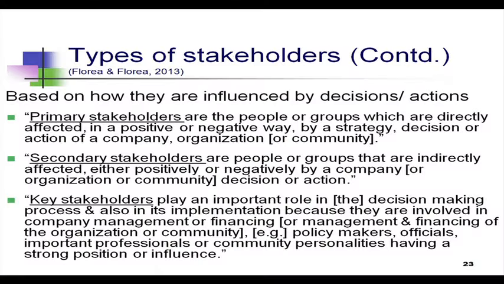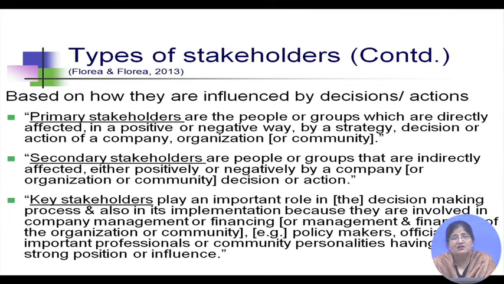Then based on how they are influenced by decisions or actions, we have 3 types of stakeholders. We have primary stakeholders, who are the people or groups which are directly affected in a positive or negative way by a strategy, decision, action or a company, organization or community. These are the people who are directly getting affected.